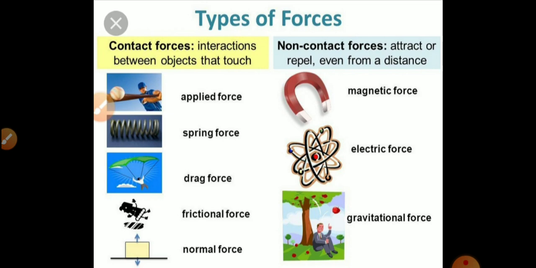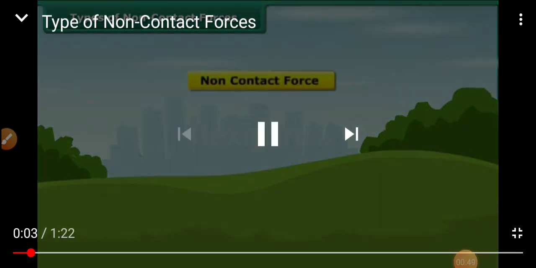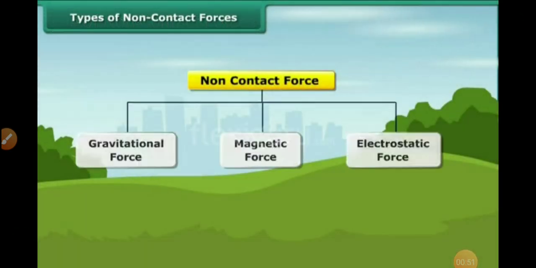Paper pieces are attracted when a charged body is brought near uncharged objects. Then the paper pieces are attracted to the comb when rubbed on our hair, and gravitational force. So we'll study here the types of non-contact forces and their examples. There are three types of non-contact forces: gravitational force, magnetic force, and electrostatic force.